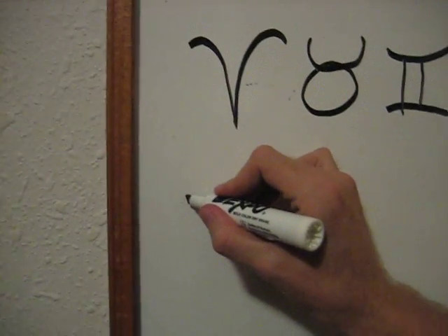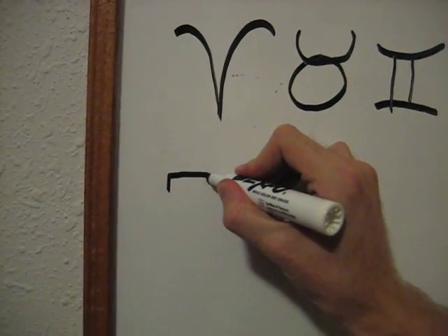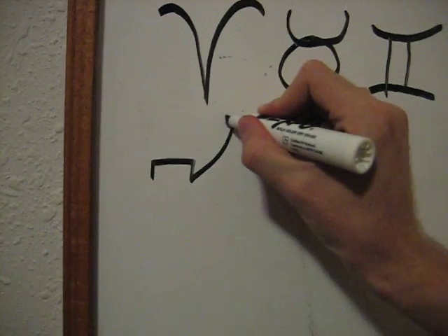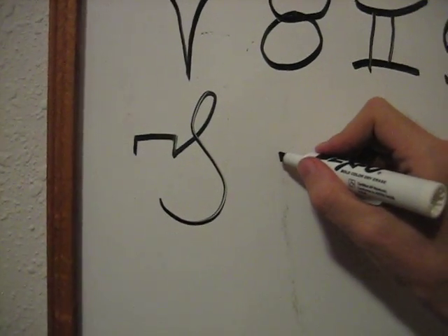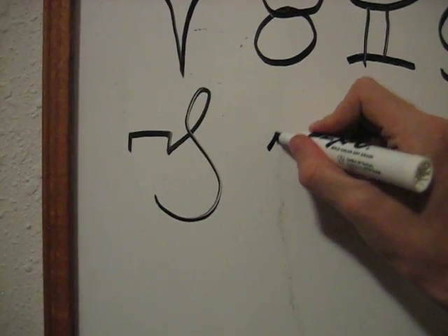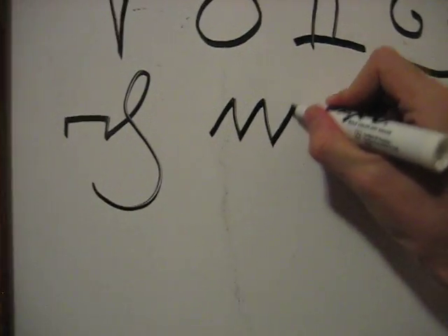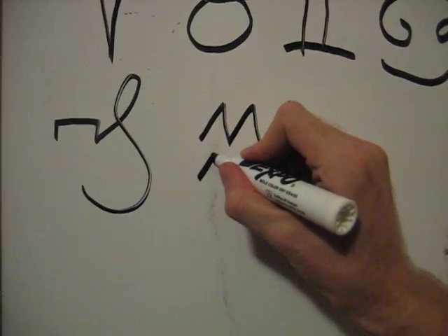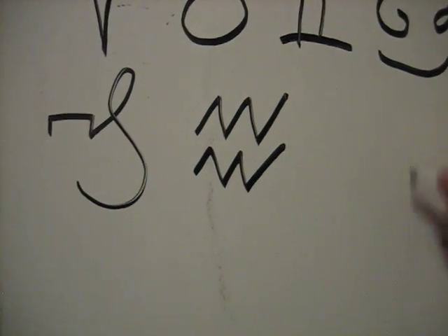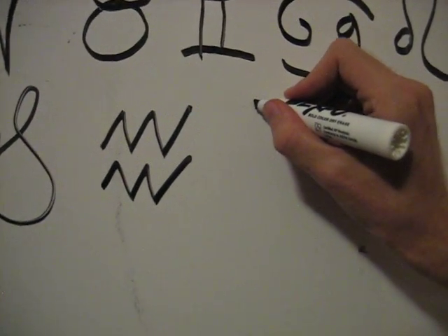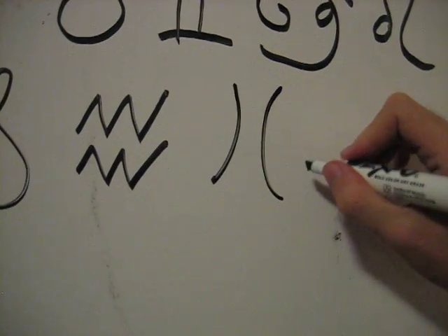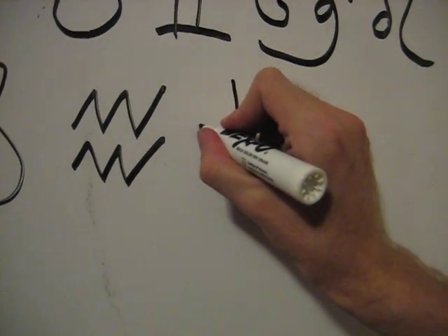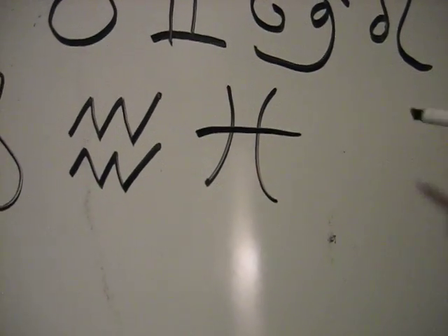Next is Capricorn, which has a few variations, but this is the one that I am familiar with. Capricorn is the two air or water waves. And then the last sign of the zodiac is Pisces, just one sort of half moon and then a line through it connecting the two. So those are the signs of the zodiac.